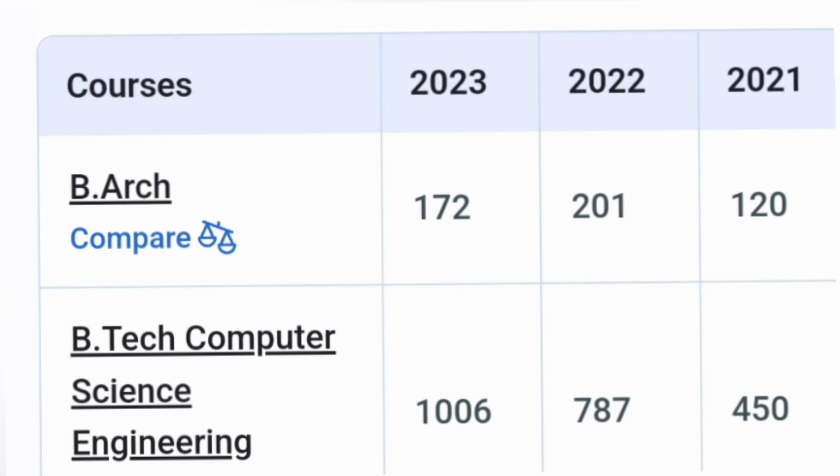Next branch is BTech Computer Science Engineering, CSE, which is in highest demand. In 2021, the cutoff was around 450, which increased to 787. Now it became 1006. So that means the cutoff is increasing every year. You can also expect it will become 1200, 1300 this year.